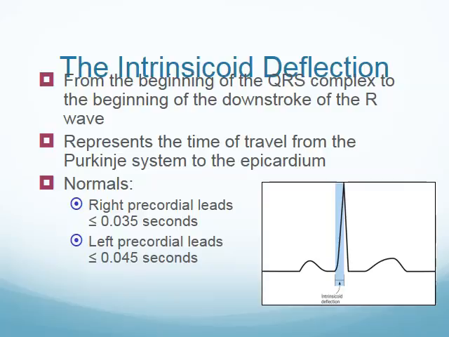So it's usually less than 0.035 seconds in the right precordial leads, and less than or equal to 0.045 in the left precordial leads. Not a real important value to remember. Really, the overall width of the QRS is the only value that we need to remember, what's normal and what's abnormal.